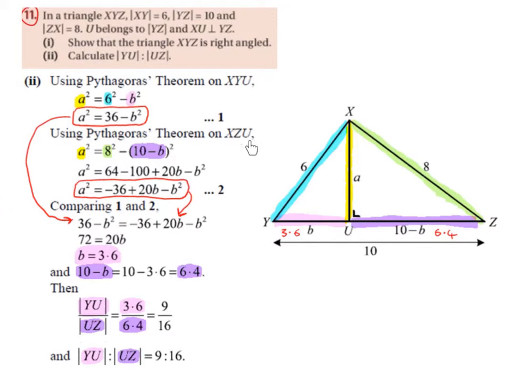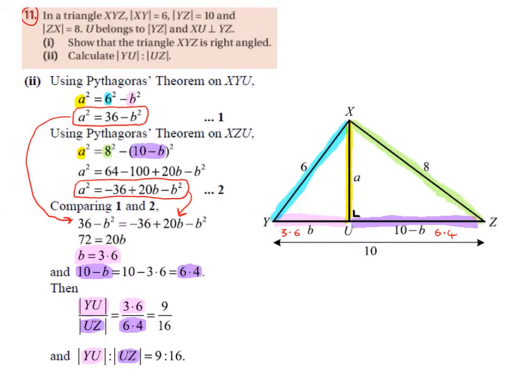Then using Pythagoras' theorem on the triangle XZU, the triangle on the right. Again, we have the hypotenuse, which is 8. So 8 squared is equal to the sum of the other two sides squared. Since the entire distance from Y to Z is 10, and since we've called YU B, UZ we can call 10 minus B. So we have 8 squared is equal to A squared plus (10 minus B) squared.